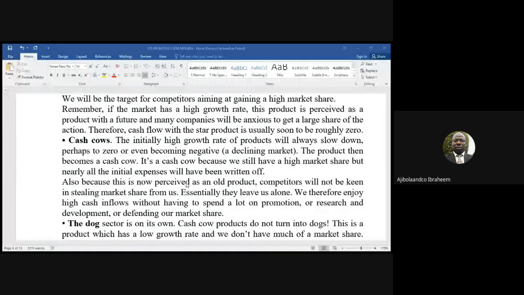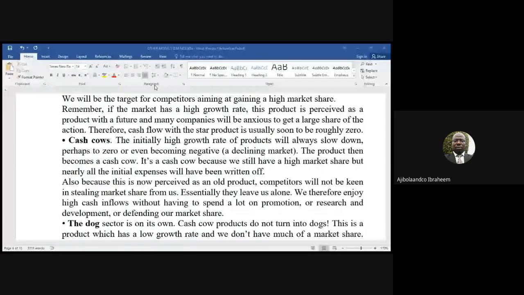Now the last one here, dog. If you remember, question mark, problem child, can grow to be star. Star can fall to be cash cow. Dog is not growing to question mark, and is not falling from cash cow. Dog will not grow and cannot grow to question mark. And it's not that it's falling back from cash cow, meaning that it's an identified problem on its own from the beginning. For a dog product, the growth rate is low, the market share is low, meaning that it's an identified problem not to be nursed.